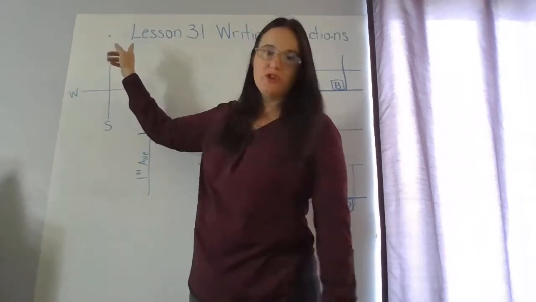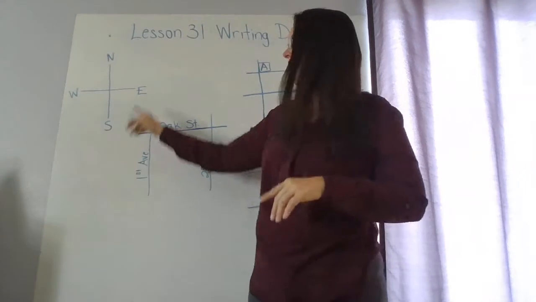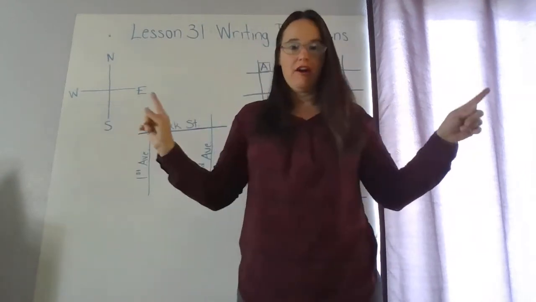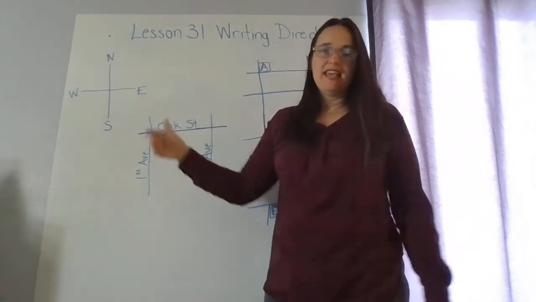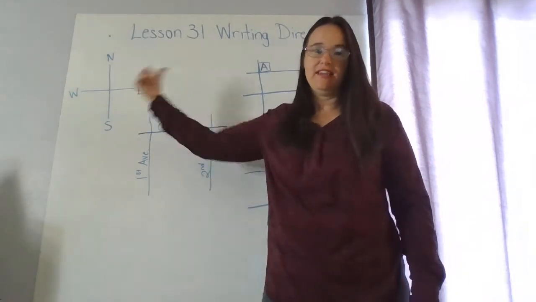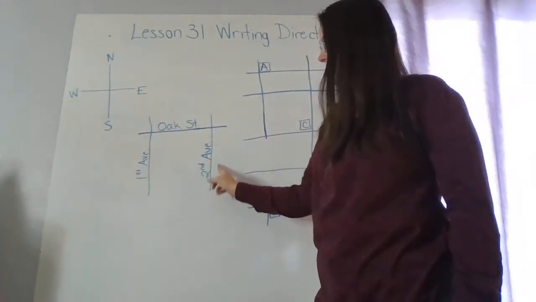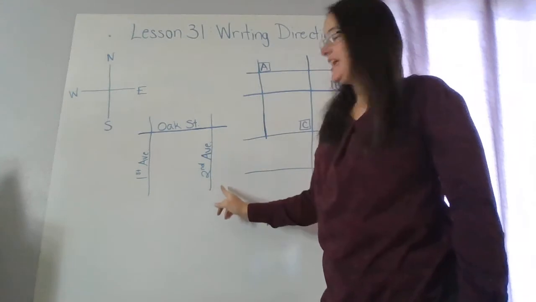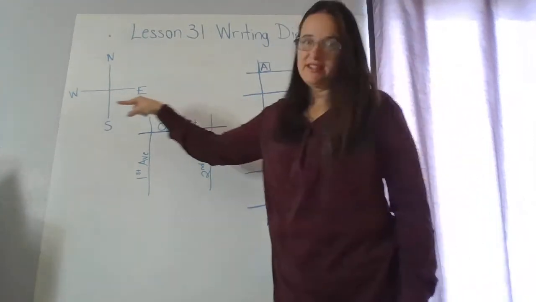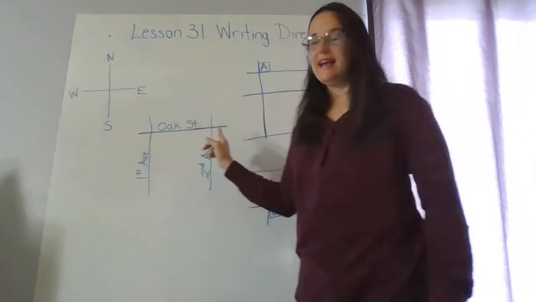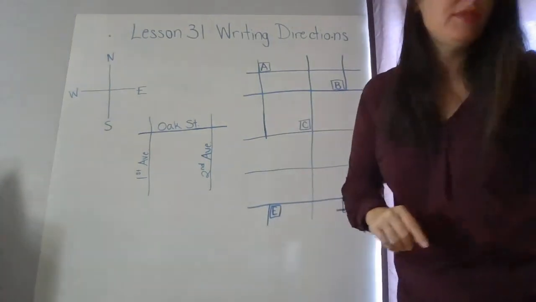Otherwise, you should remember that north and south are opposite directions from each other, and east and west are opposite directions from each other. The important thing to know is you're using it to read the map. So if we're looking at a map and we want to go this direction, we would say north on 2nd Avenue. If we want to go this direction, then we would say west on Oak Street. Okay? All right, let's do some practice here.